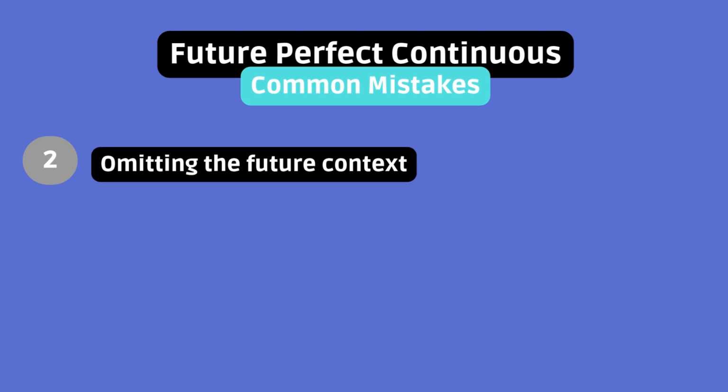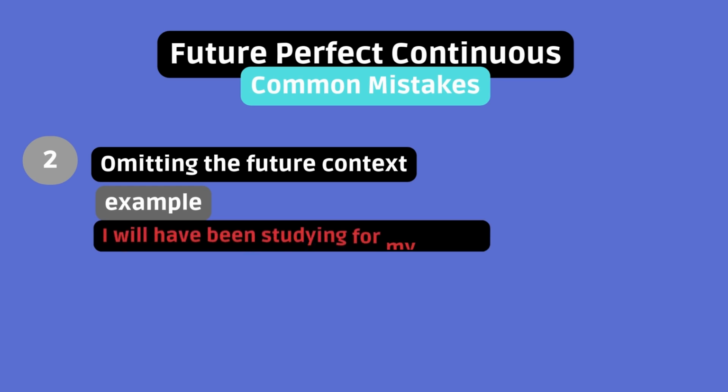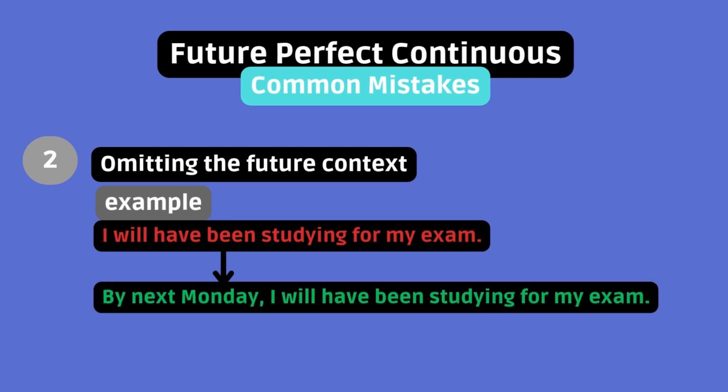Omitting the future context. Don't dismiss time words. Omitting time expressions just feels odd or deprives the action of context. Example: I will have been studying for my exam. In a vacuum, this sentence is incomplete. We lack a duration and an anchor point in the future. By next Monday, I will have been studying for my exam. Now we have next Monday as a specific point in the future to put the studying in a future duration context.